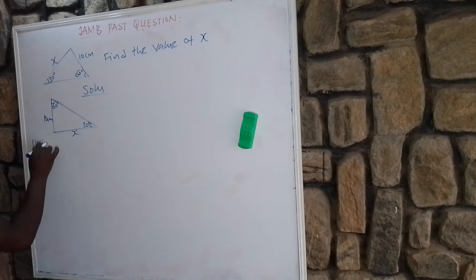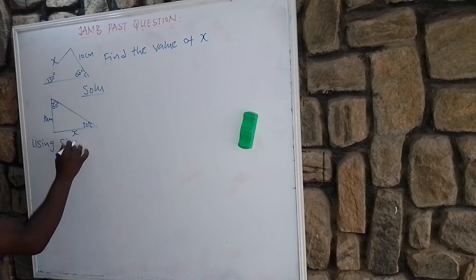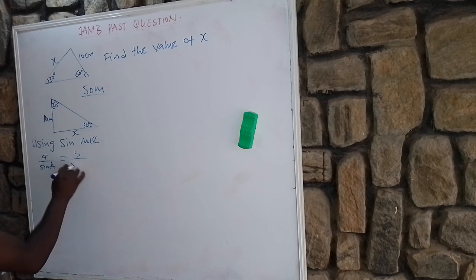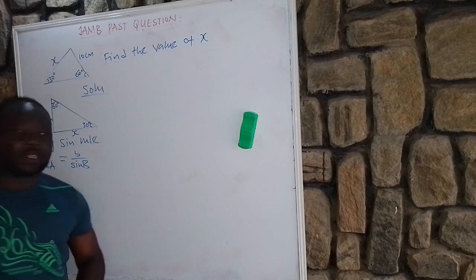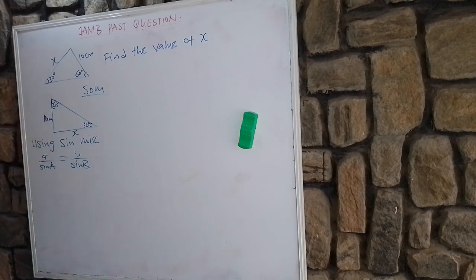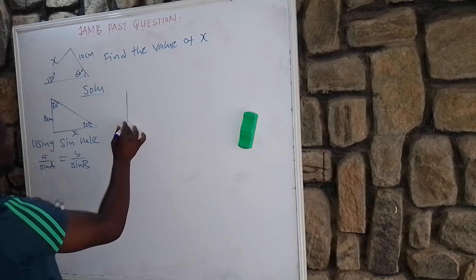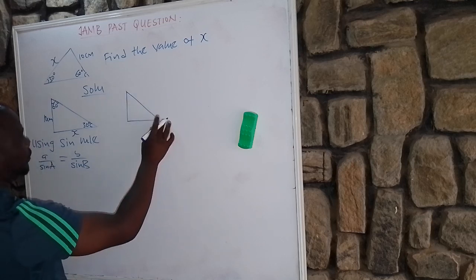Using the method of sine rule. The sine rule says that small letter a divided by sine big letter A is equal to small letter b divided by sine big letter B. Here we are talking about x. They said we should find the value of x. So let us have a rough diagram on this right angle. Let us have it this way.